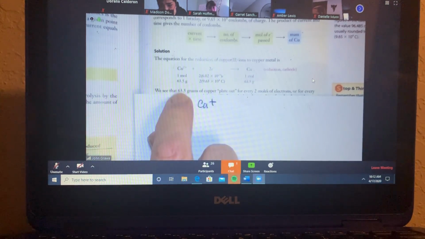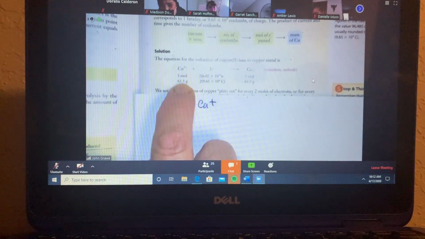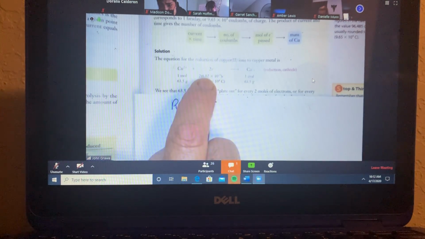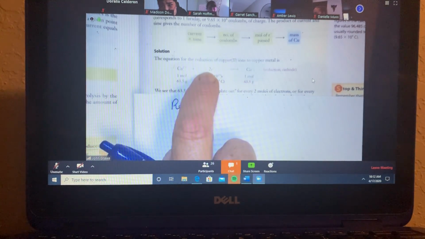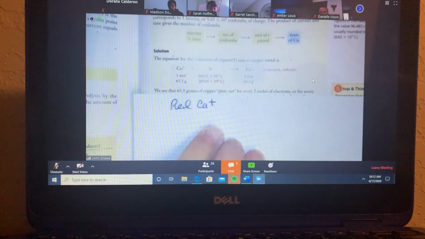So what this says is, if we have 1 mole of the ion, it's going to take 2 times Avogadro's number to get 1 mole of the ion reduced to 1 mole of the metal itself. So this will change depending upon the metal or the ions that we use.